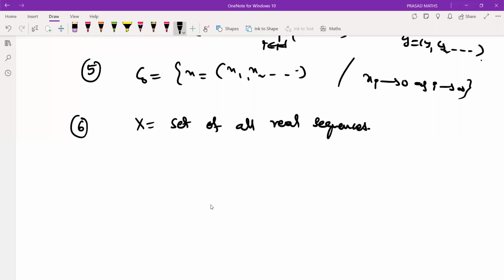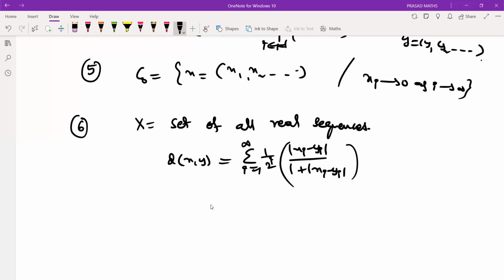So what is the metric? This is a very standard metric, the summation from i equals 1 to infinity of 1 by 2 power i times mod of xi minus yi, divided by 1 plus mod of xi minus yi, where x equals x1, x2 going on and y equals y1, y2 going on. Is it a meaningful sum? Yes.